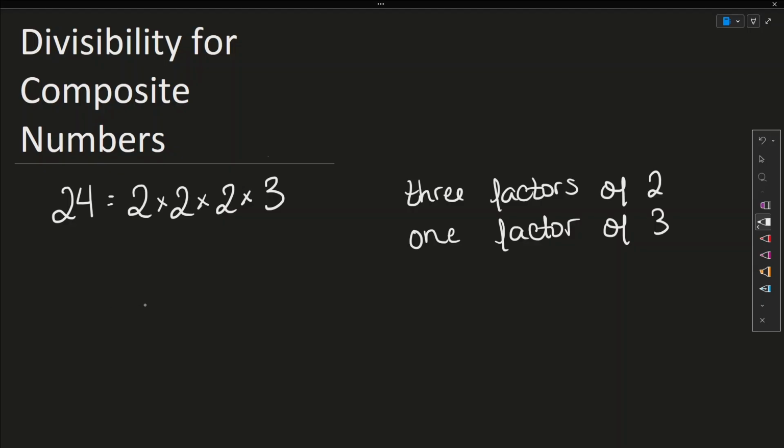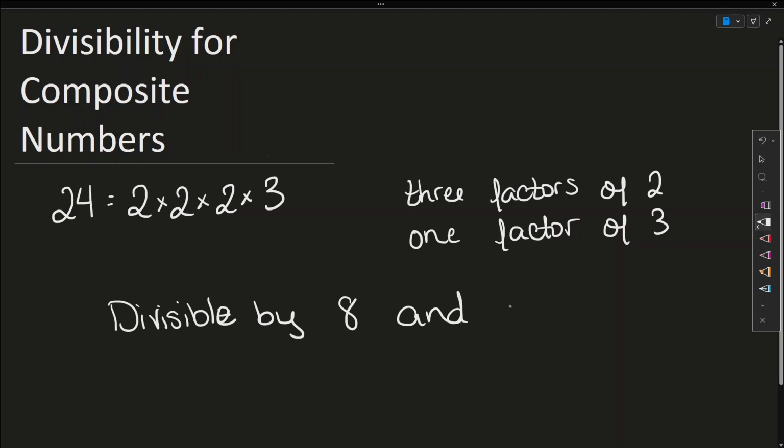So, one valid rule for 24 is a number is divisible by 24 if it is divisible by both 8 and 3. So, why does this work? Because 8 is 2 times 2 times 2, and 3 is 3. So together, that gives exactly the prime factorization of 24.